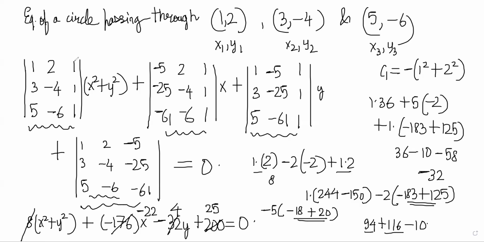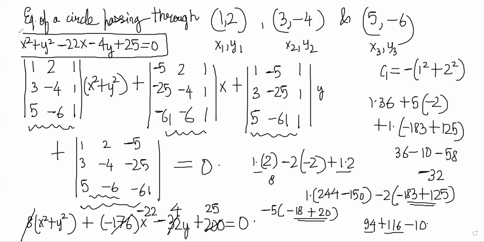And the equation of the circle is coming out to be x square plus y square minus 22x minus 4y plus 25 is equal to 0. This is coming as my circle equation. And now you can check whether 1 comma 2, 3 comma minus 4 and 5 comma minus 6 lie on this circle or not. You can check it yourself, it will come correctly.